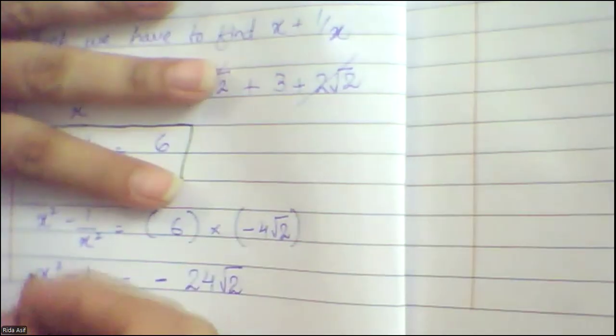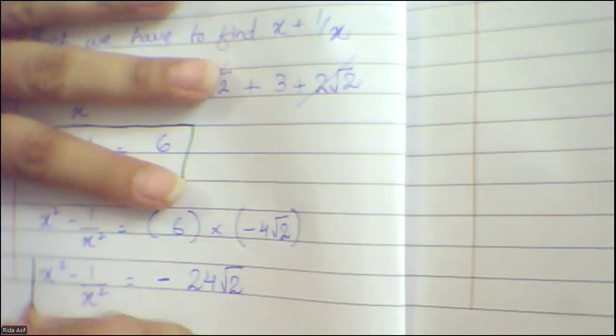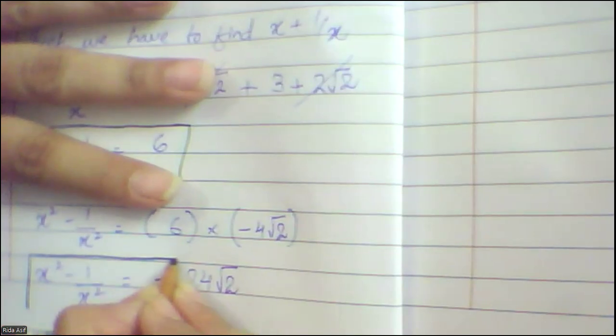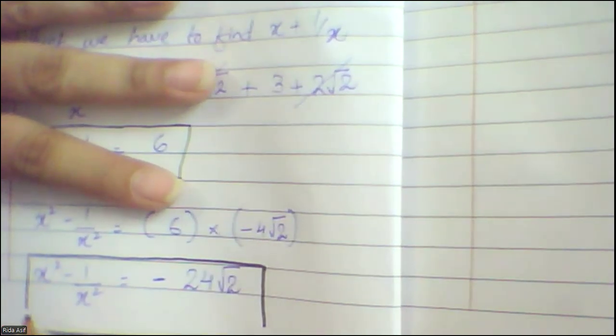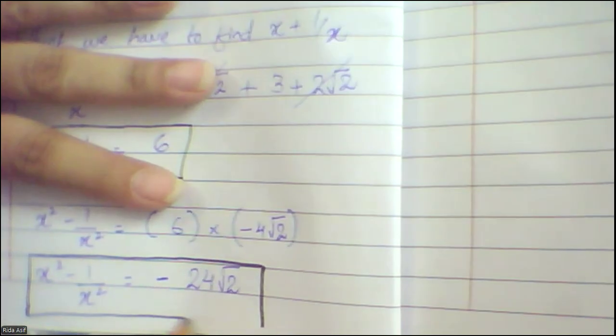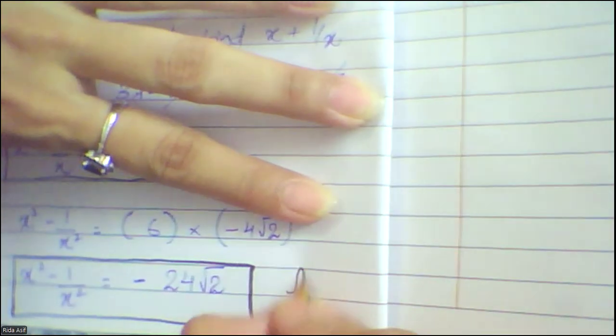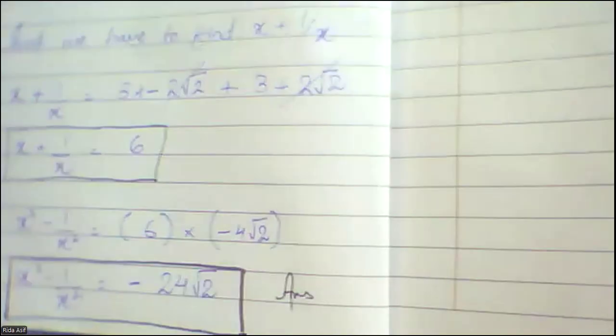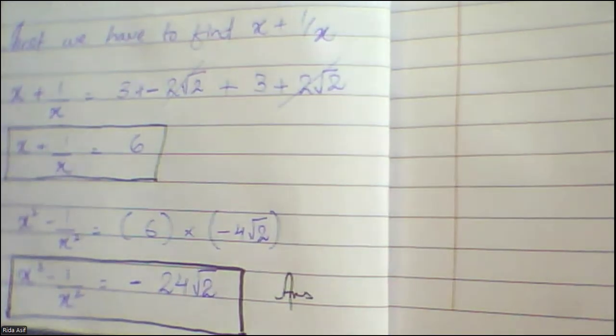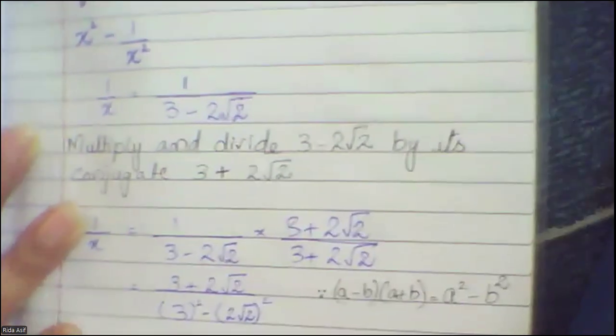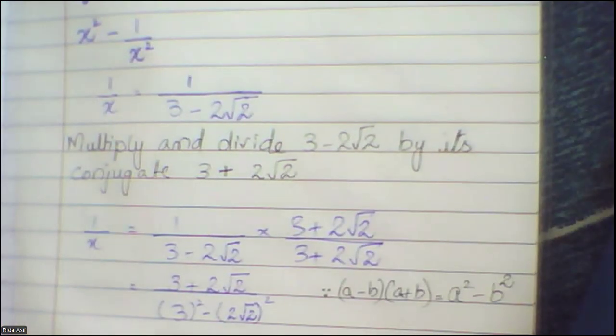So in this way we get our answer. So this is all about rationalization. I hope that now this is clear to you. This is our final answer. We get both the answers of our given question. So I hope everything is clear to you, what is meant by rationalization, and how to solve such kind of question.